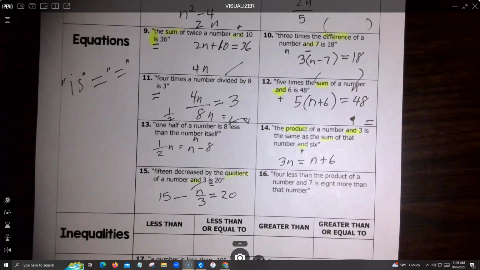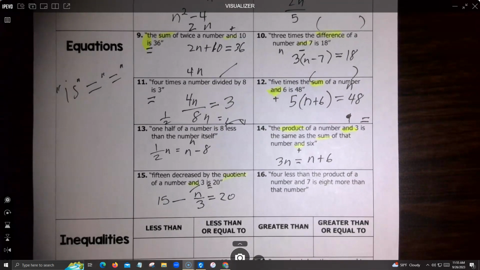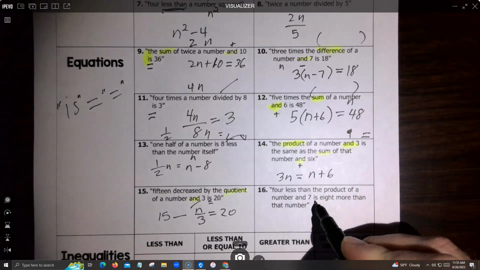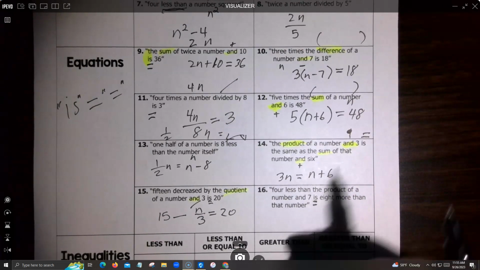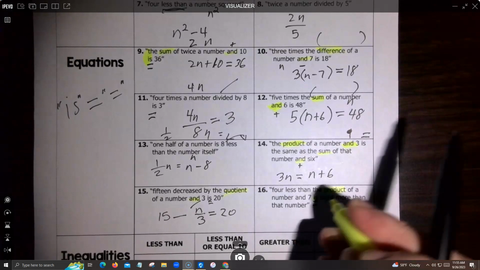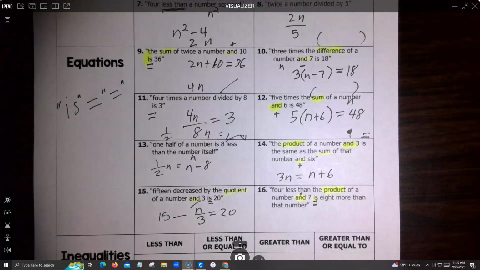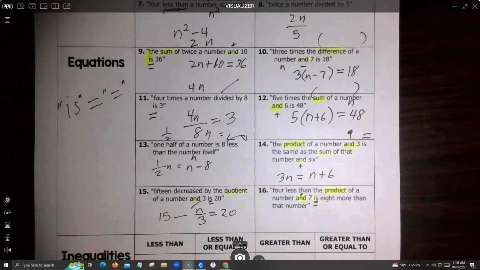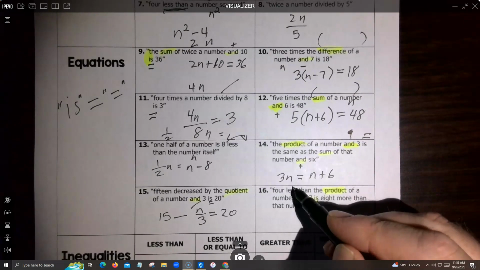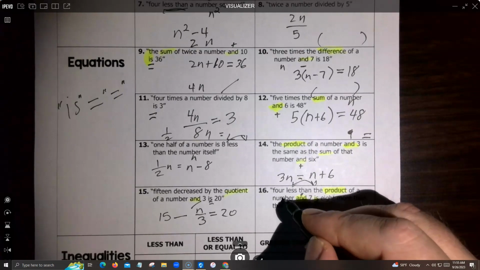Okay, last one. 4 less than the product of a number and 8 is 8 more than that number. Whew! Okay, so here's the equal sign. We'll tackle that. That's an easy one. Is. Okay. We've got 4 less than the product. All right, so I see product. I find the word and I put a times symbol. Okay, this one's a tough one because this is all of what we practiced all in one problem. 4 less than, okay, so that's a reverse one. So the product of a number and 7, that's an n.